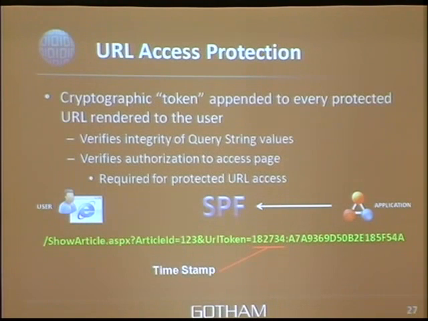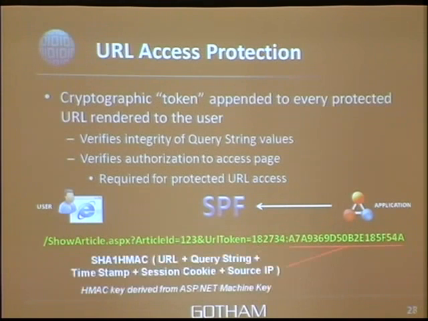The first is a timestamp, so we can configure a timeout for any link. So if the link goes stale, the user's not going to be able to click on it. And then the last piece is basically just a SHA-1 HMAC of the following pieces of data: the URL, the query string, the timestamp, so we make sure they didn't edit the timestamp, and then every time there's a new request issued to SPF, it'll send you a session cookie that's almost like a session ID. That's just a random GUID that it generates. And that cookie is also included when it calculates this SHA-1 HMAC along with your source IP address.